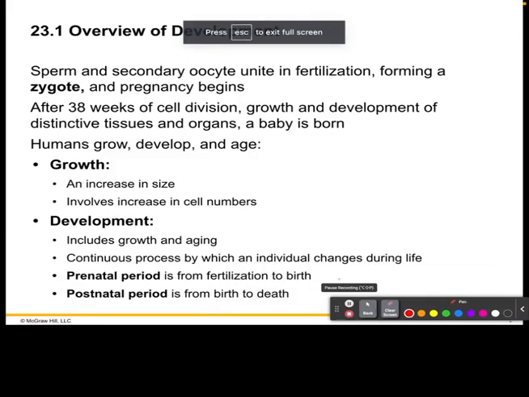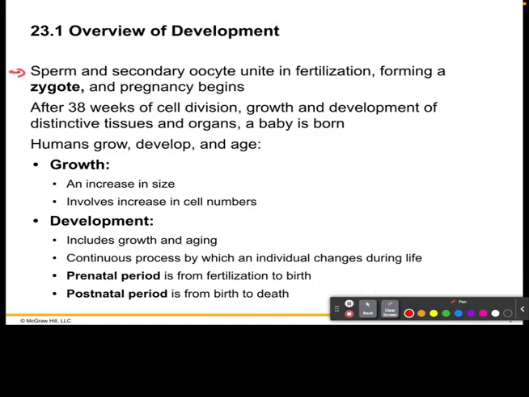Hey everyone, in this video we are going to talk about development. So, sperm is going to meet with the secondary oocyte, or the egg, and unite in the process called fertilization. So when the sperm meets the egg, this is going to create the zygote. So the zygote is the first cell.